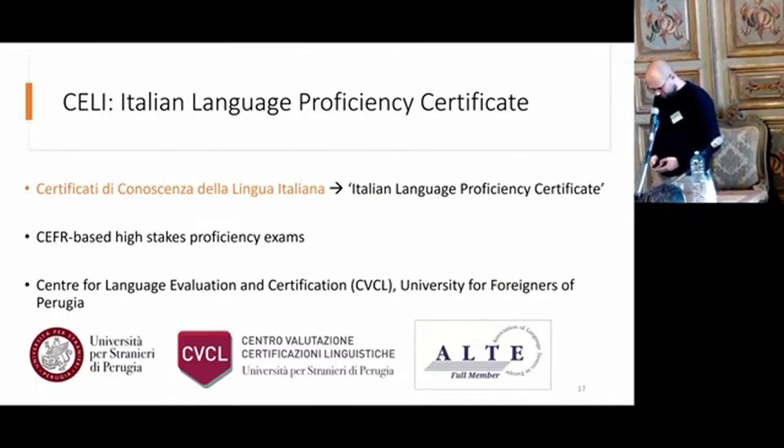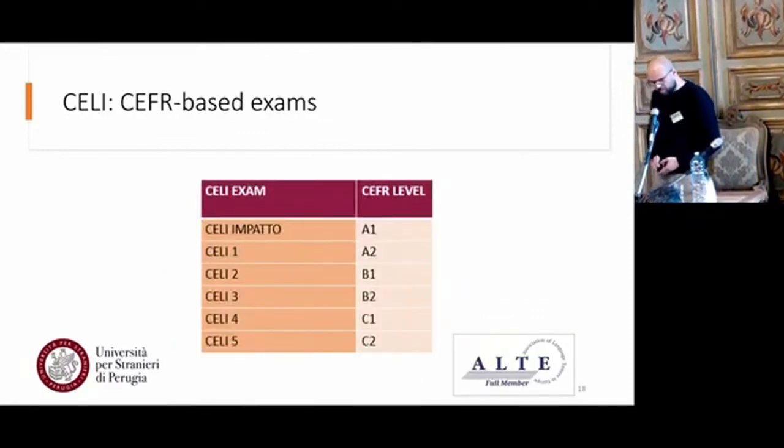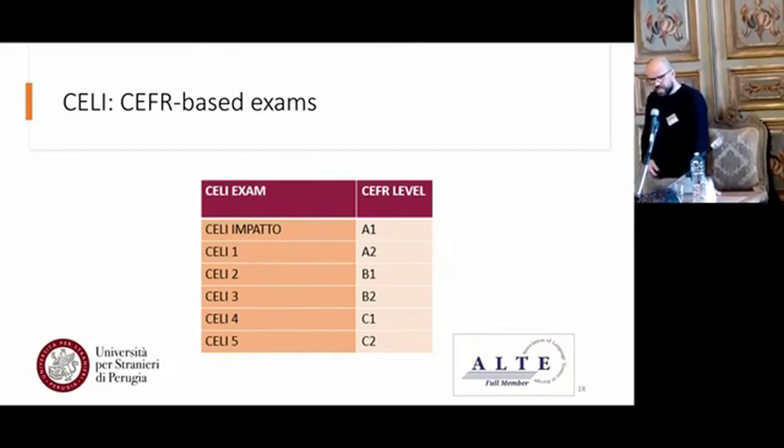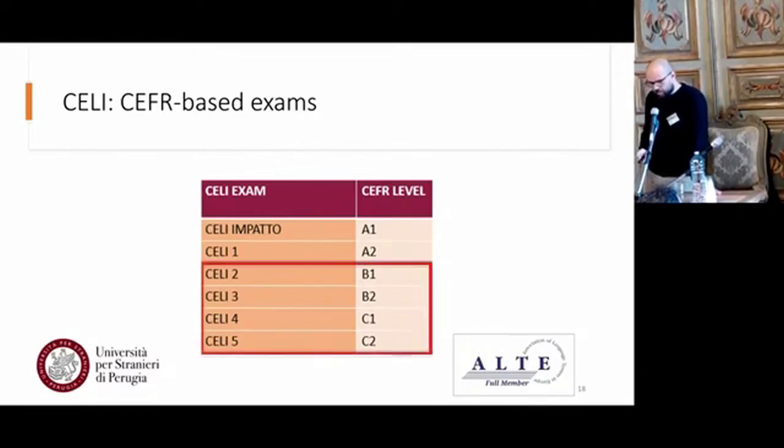The University for Foreigners of Perugia has also been a full member of the Association of Language Testers in Europe since 89, and they develop different kinds and formats of exams, but today we are going to be seeing these standard exams. They are developed from level A1 to C2, but for the purpose of this project we are actually going to consider just the intermediate to advanced exams, so B1, B2, C1, and C2.